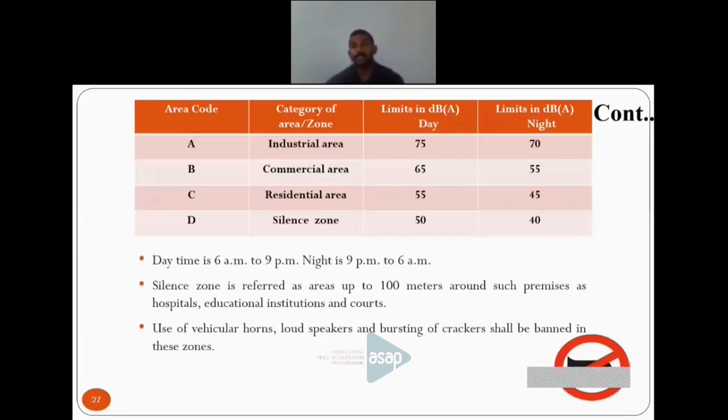The silent zone is a place such as a hospital, educational institution, or court, where vehicular horns and loudspeakers are already banned.